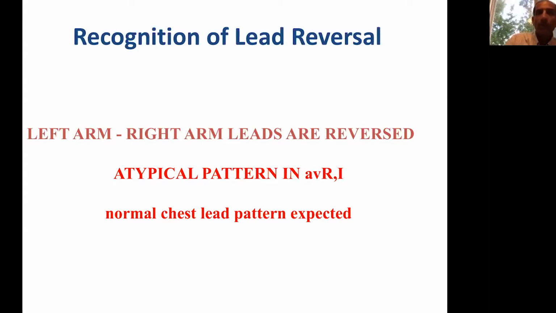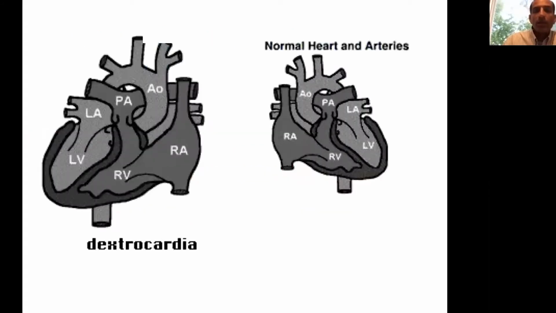I told you that if AVR becomes positive and lead 1 becomes negative, you should think of lead switch. So how do you know whether it's a lead switch versus dextrocardia? Because both of them will give you the same pattern in AVR and lead 1. The important thing is looking at the precordial leads. In the normal heart position, the precordial leads V1, V2, V3, V4, V5, V6 have R waves slowly growing as you go across.